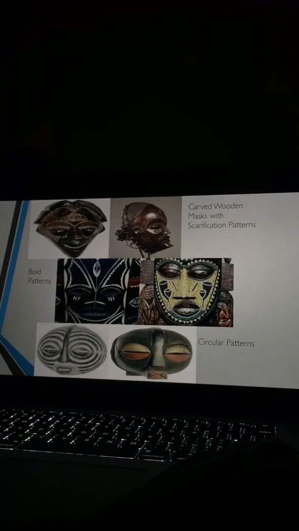And here you can see different examples of different types of patterns. The bold patterns you see are more colorful, with more vibrant colors and more distinctive facial expressions, and the circular patterns just appear to be circular with different designs and colors as well.